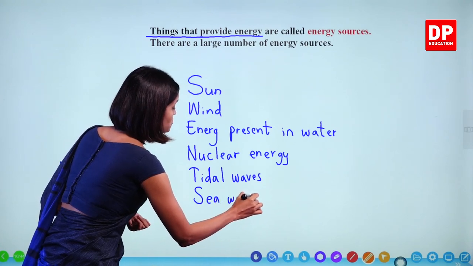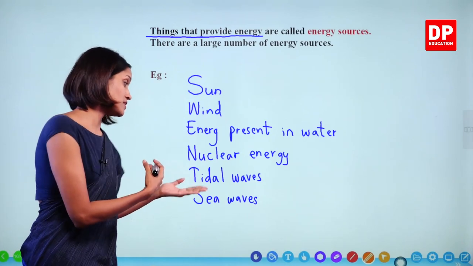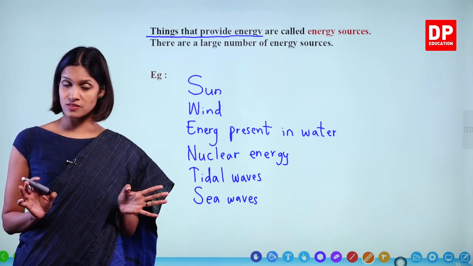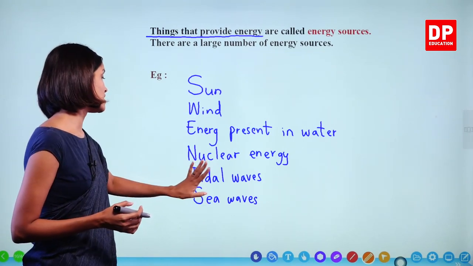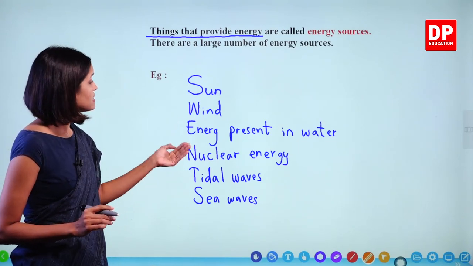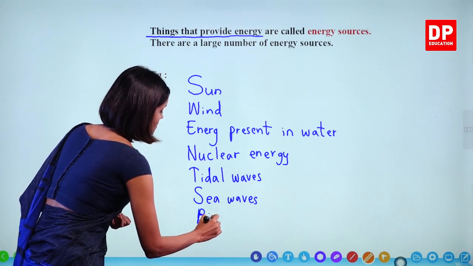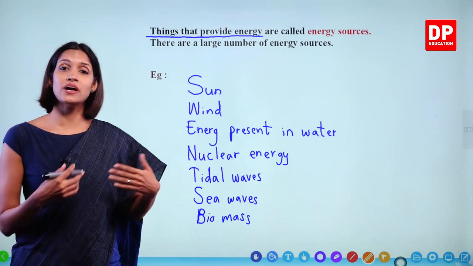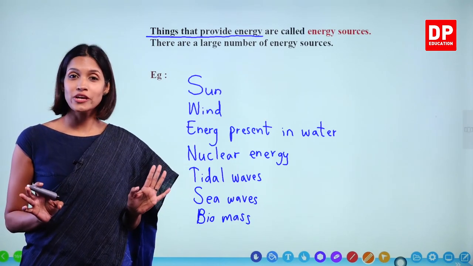Now sea waves also contain a large amount of energy, children. The energy present in sea waves also can be used to do our day-to-day activities, especially to generate electricity. We can use these sea waves and tidal waves. Okay, children. And there's another source of energy called biomass. Right? So under biomass, we are going to learn what plant and animal matter can be used to generate energy. Okay, children.